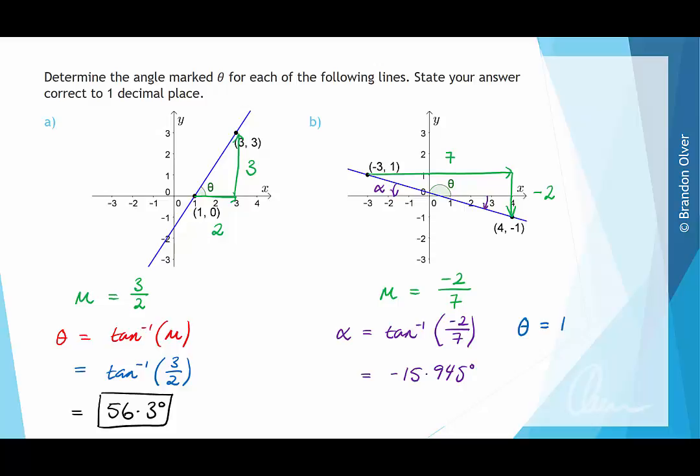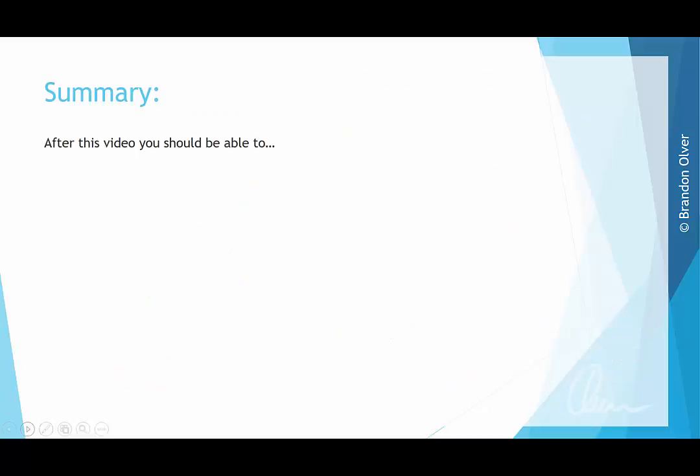And now if we want to find what theta is equal to, we need to say theta is equal to 180 degrees minus that 15.945. Therefore, we find that theta is equal to 164.1 degrees, correct to 1 decimal place. After this video, you should be able to calculate the angle a line makes with the positive x-axis.